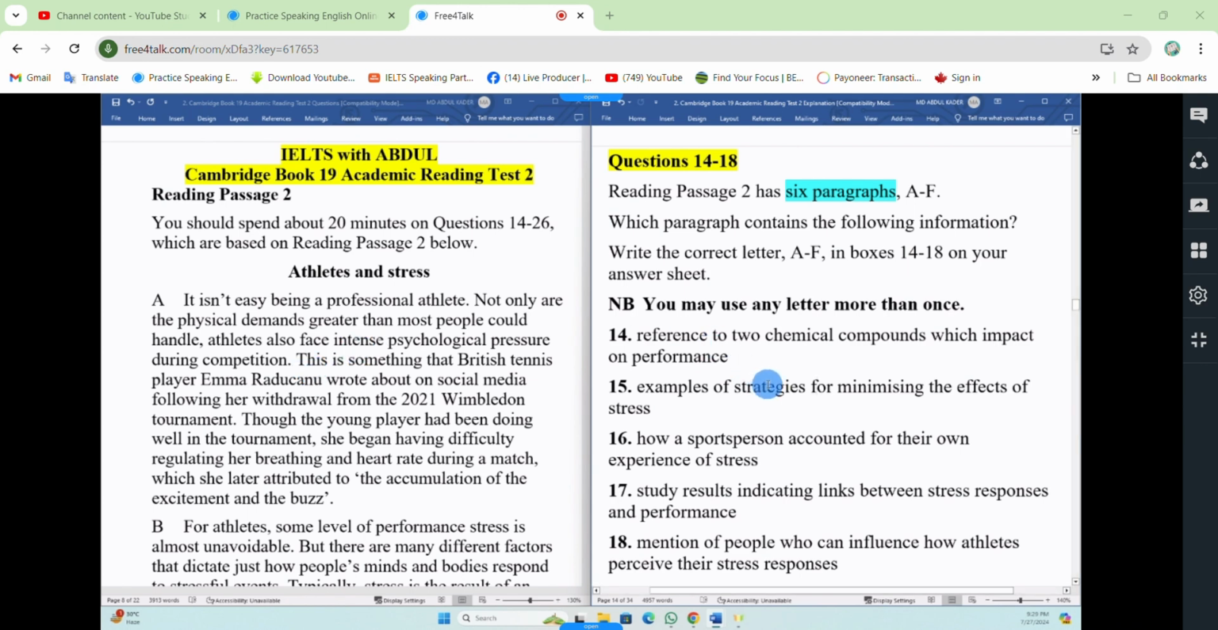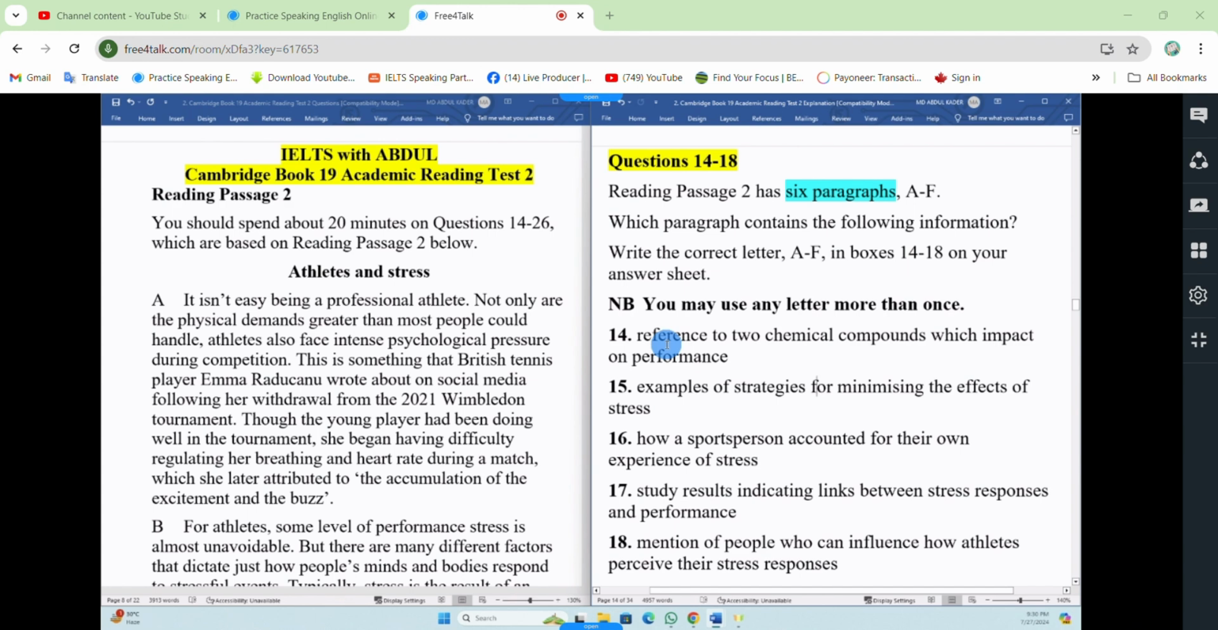Generally, what I do to answer this type of question, this information matching, is first read the question properly and explain it. Also I select some keywords to find the exact location. So here is our first question, question number 14. Reference to two chemical compounds which impact performance. So basically here is the reference.